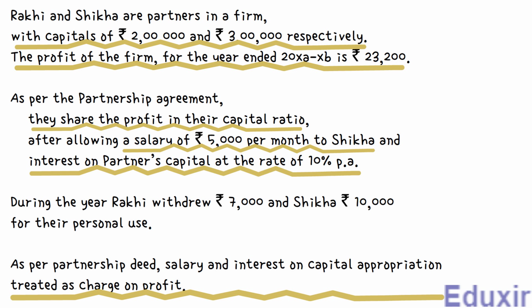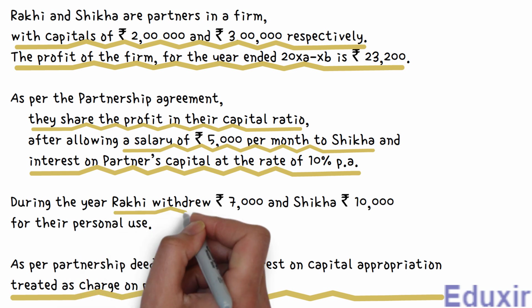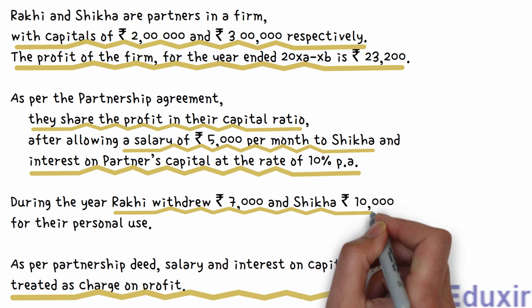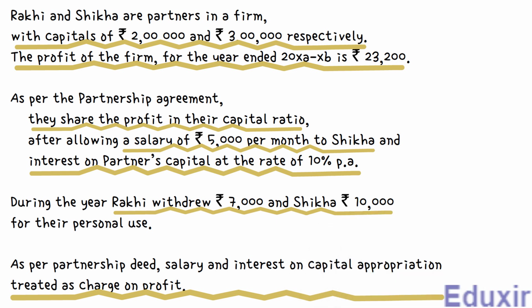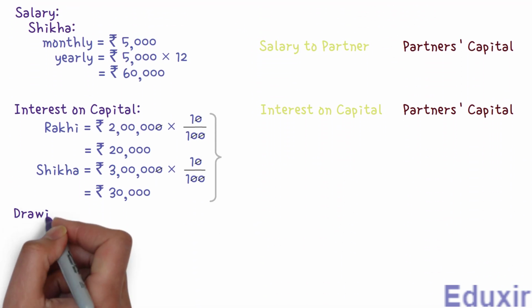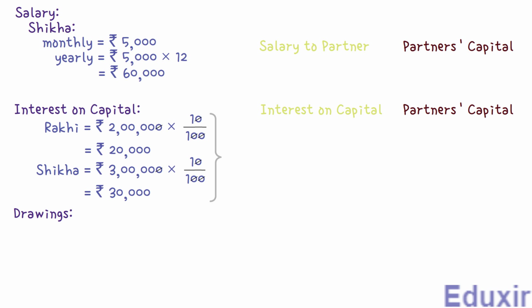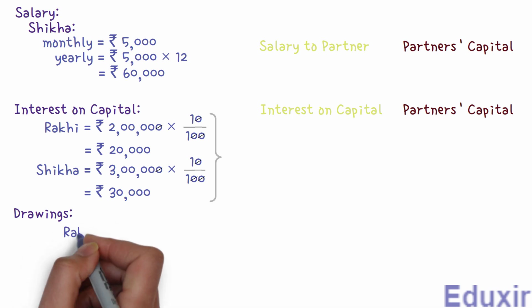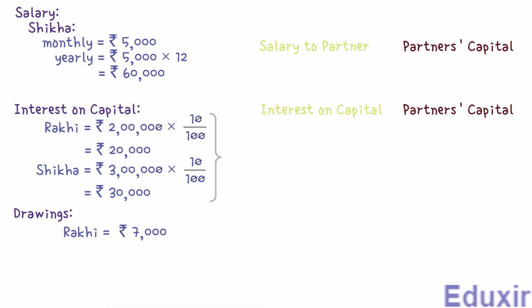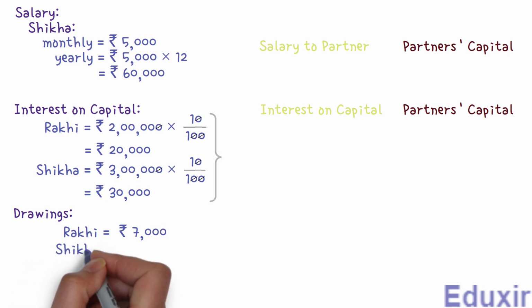The next statement in the problem is related to the drawings. It is given that the drawings made by the partner Rakhi and Shikha are 7,000 rupees and 10,000 rupees respectively. To proceed with the accounting treatment of the drawings, let's first write the header in the working notes as drawings. Now, the drawings made by the partner Rakhi are 7,000 rupees. And the drawings made by the partner Shikha are 10,000 rupees.